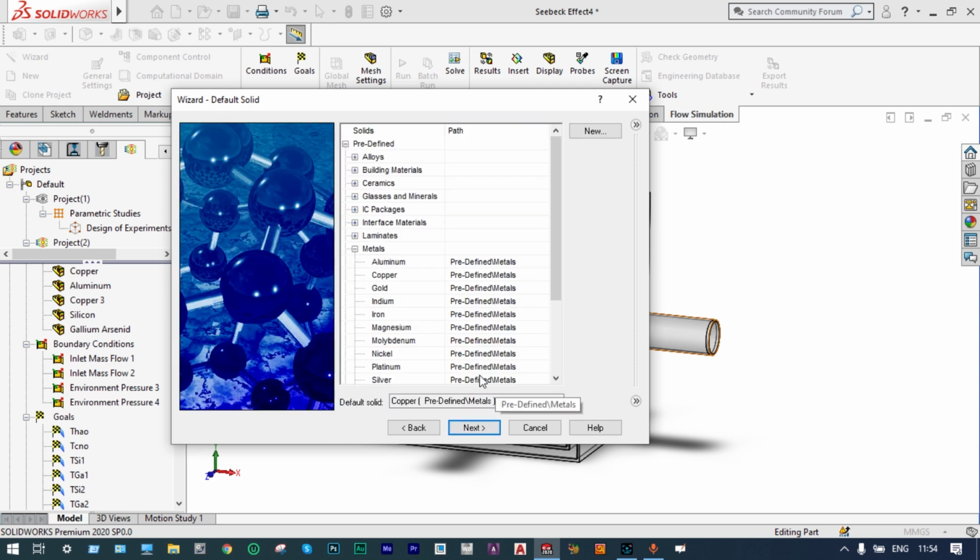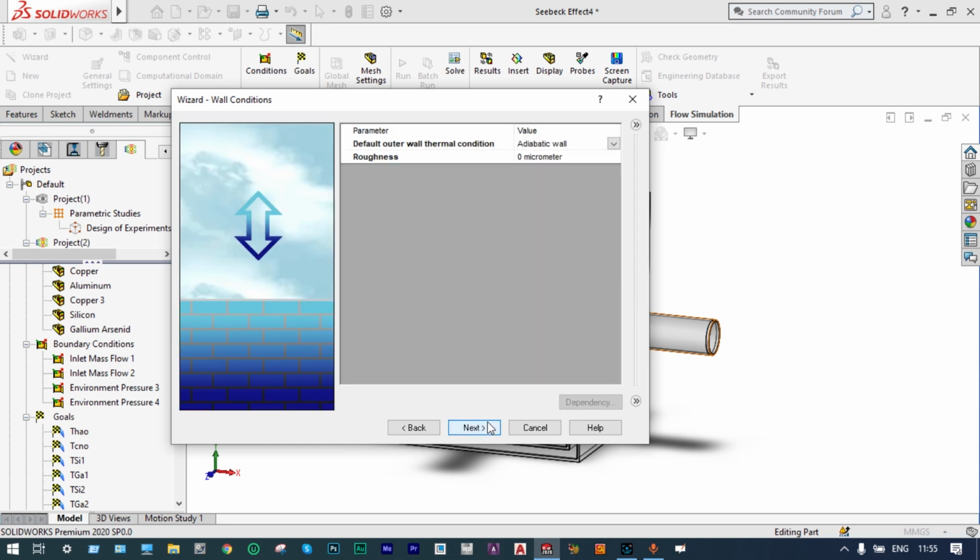Next to that, we have to select the material for this model. We are having different types of material as copper, aluminum and semiconductors. So from here we'll select the default material as copper, and the other materials will be selected during application of boundary conditions. And from here we'll select default outer wall thermal conditions and roughness.